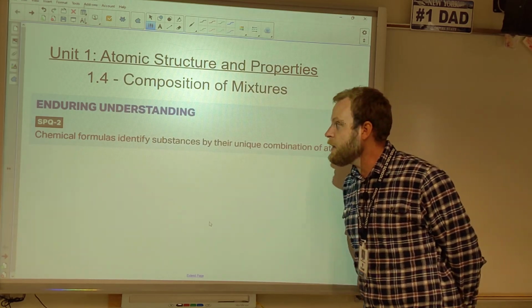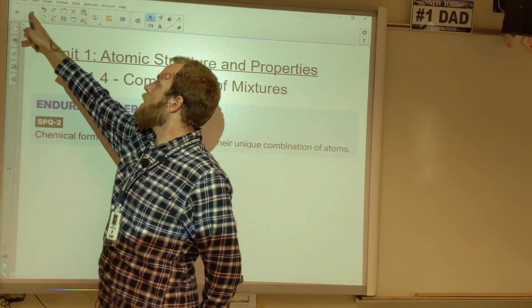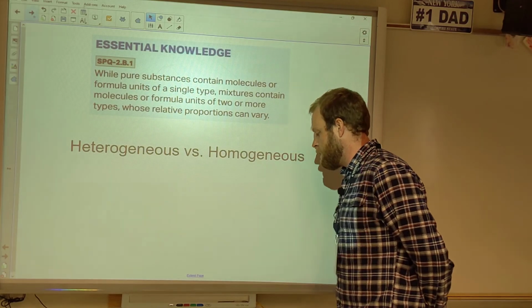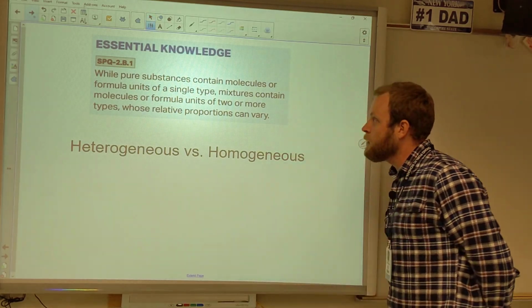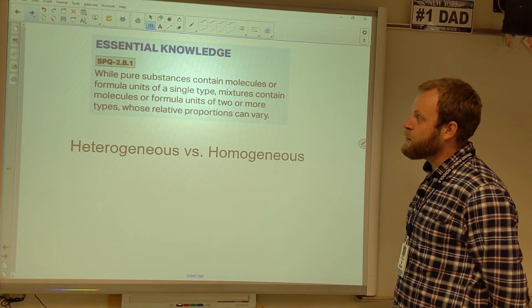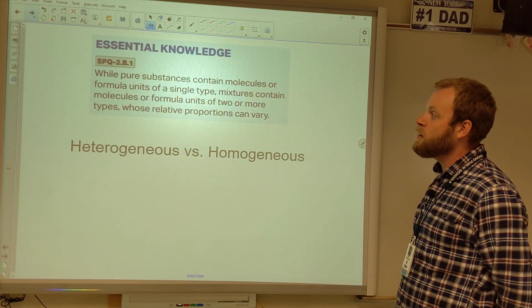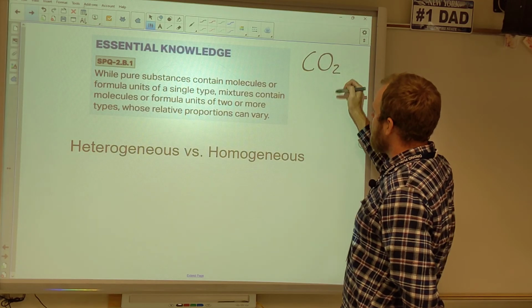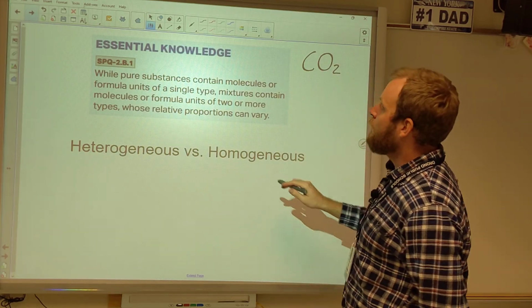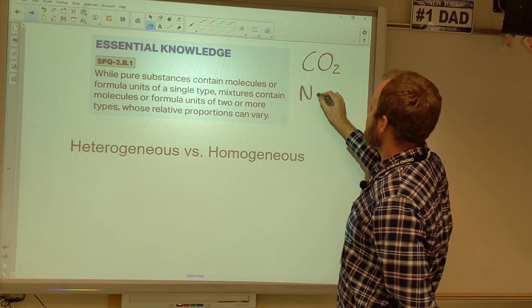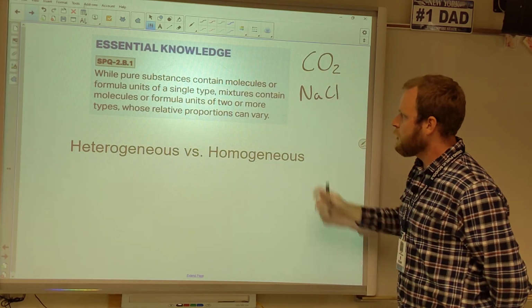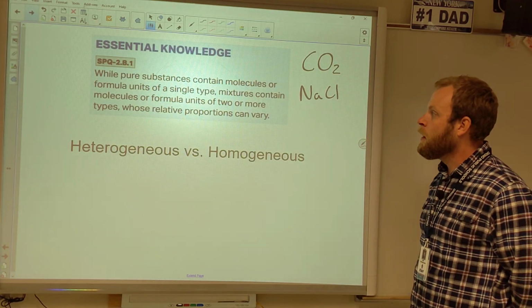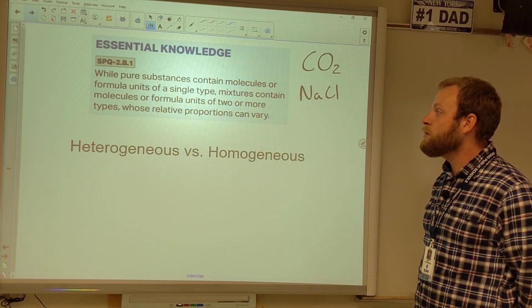So we talked about this a little bit in 1.3 when we were talking about empirical versus molecular formulas. For this one, it says, while pure substances contain molecules or formula units of a single type. So remember, molecules are covalent, so we'll have two nonmetals. And then formula units are going to be some sort of ionic compound with a metal and a nonmetal, whose relative proportions can vary.